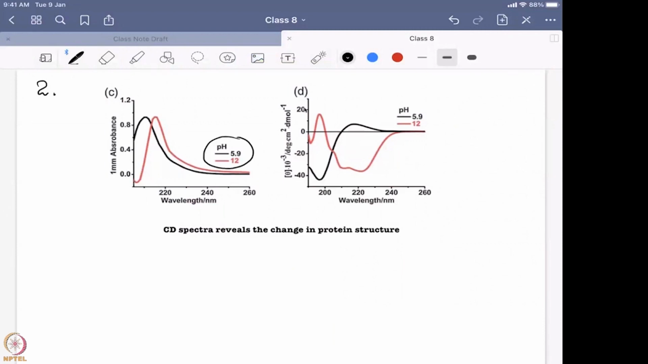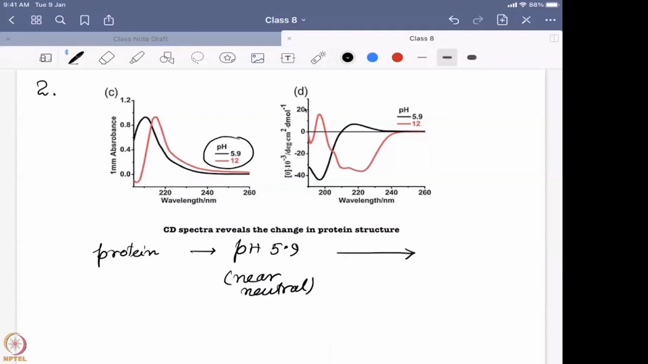So whatever the protein structure we have, we take that at pH 5.9, which you can say is close to near neutral condition, that means close to pH 7. And then we make the solution alkaline and go to basic condition. Now we go to pH 12, which is quite a basic condition.